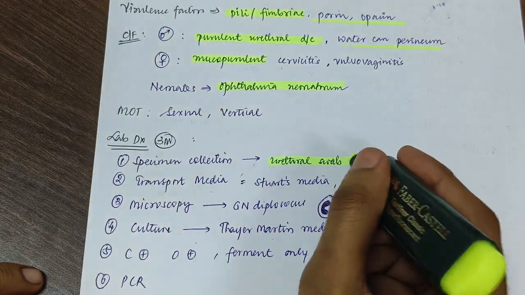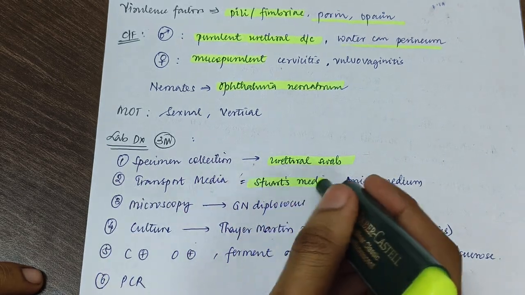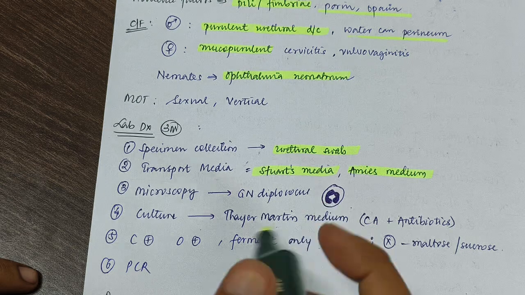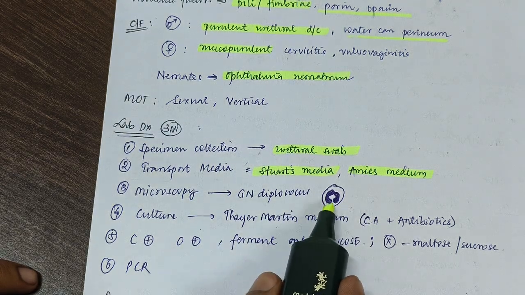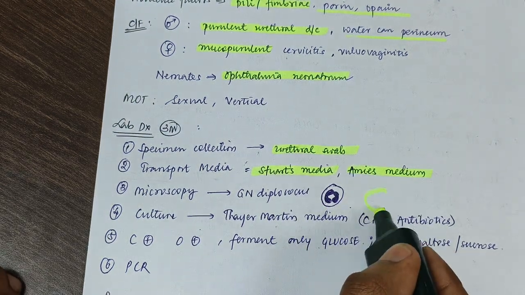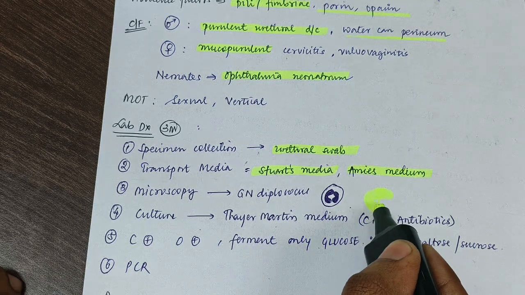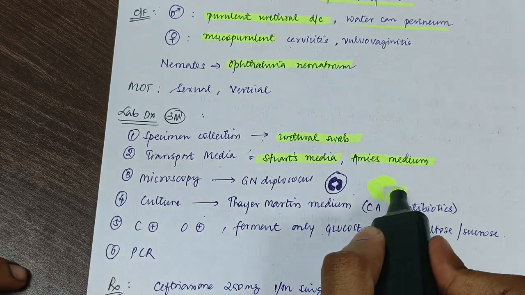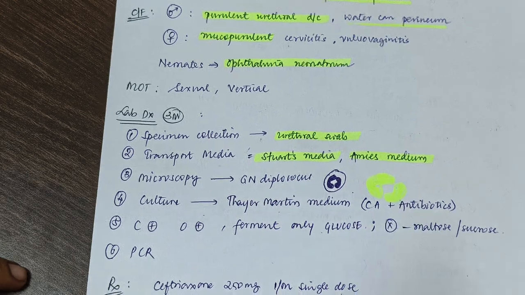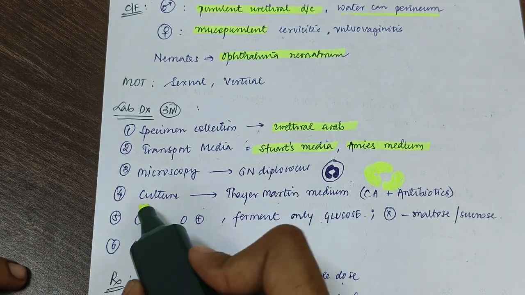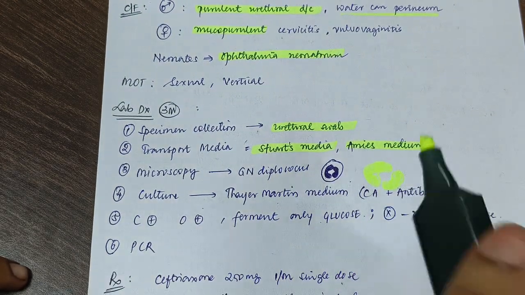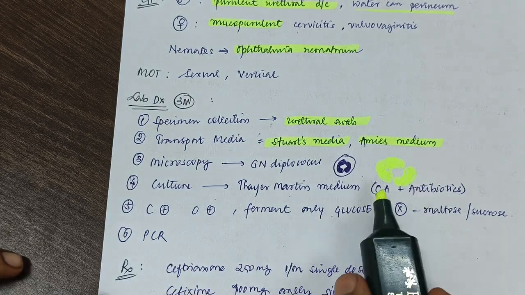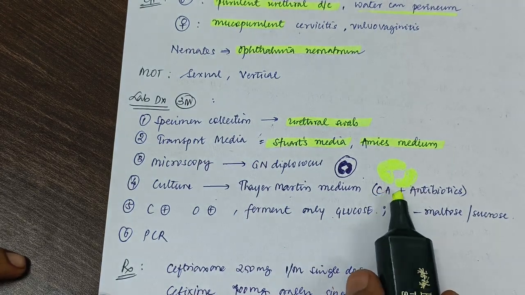Specimen collection from urethral swab. Then transport media is Stuart's media, Amies media. You are going to remember these medias. Then microscopy: you are going to see gram-negative diplococci which are kidney shaped. This is the kidney shape. Diplococci means you are going to draw an extra one here. They are always together, and they are intracellular. Remember, they are intracellular. Culture is in Thayer-Martin media, that is chocolate agar with antibiotics.